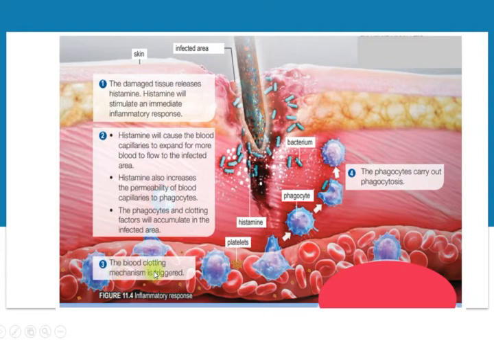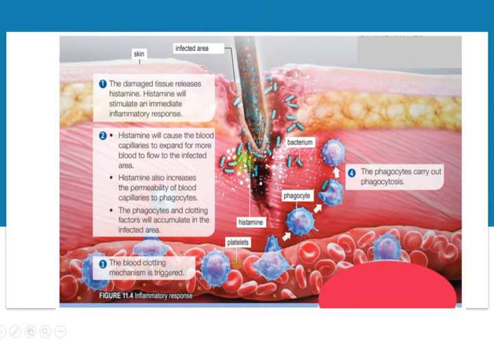Again, number 3, the blood clotting mechanism is triggered. And number 4, the phagocytes carry out phagocytosis. Okay, these are the inflammatory response once the tissue or the cells are injured. I repeat what happened. The damaged tissue will release histamine. Histamine will cause the blood capillaries to expand for more blood to flow to the infected area, and also increase the permeability of the blood capillaries to the phagocytes. The phagocytes and clotting factors will accumulate at the infected area, and it will trigger the blood clotting mechanism. And last, the phagocytes carry out phagocytosis.